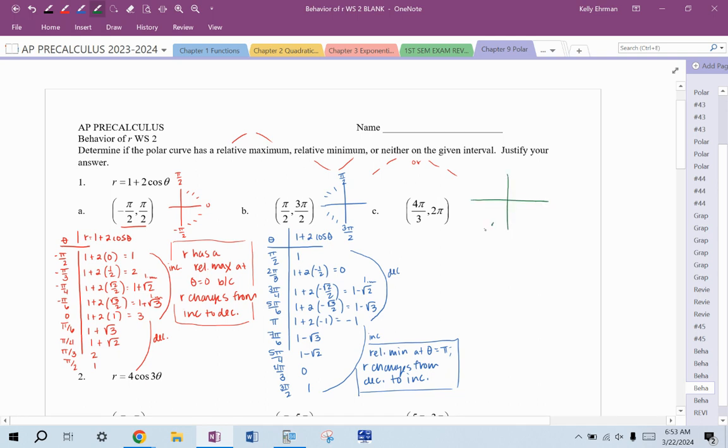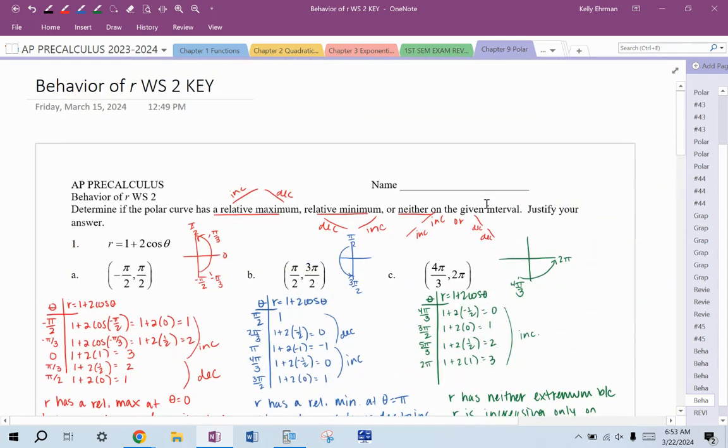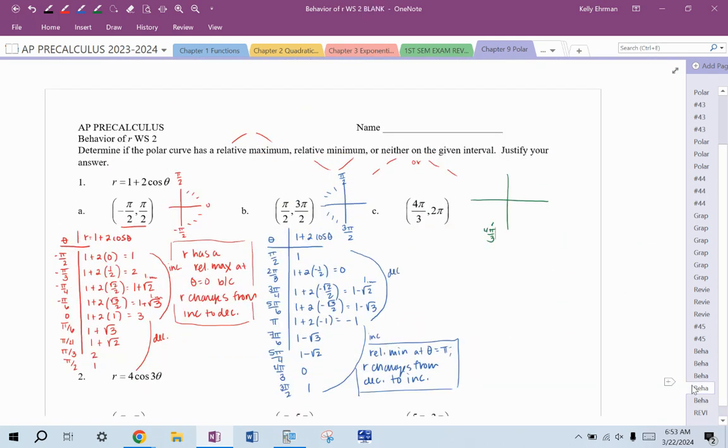All right, 4 pi over 3 to, did I keep this at 2 pi? Let me just double check. I think I did. Yeah, I did. Okay. Sorry, I just didn't want to do the problem differently. Okay, so from 4 pi over 3 to 2 pi. So I know some of this is cutting into what we already did, but I'm just looking at different intervals here and what's happening.